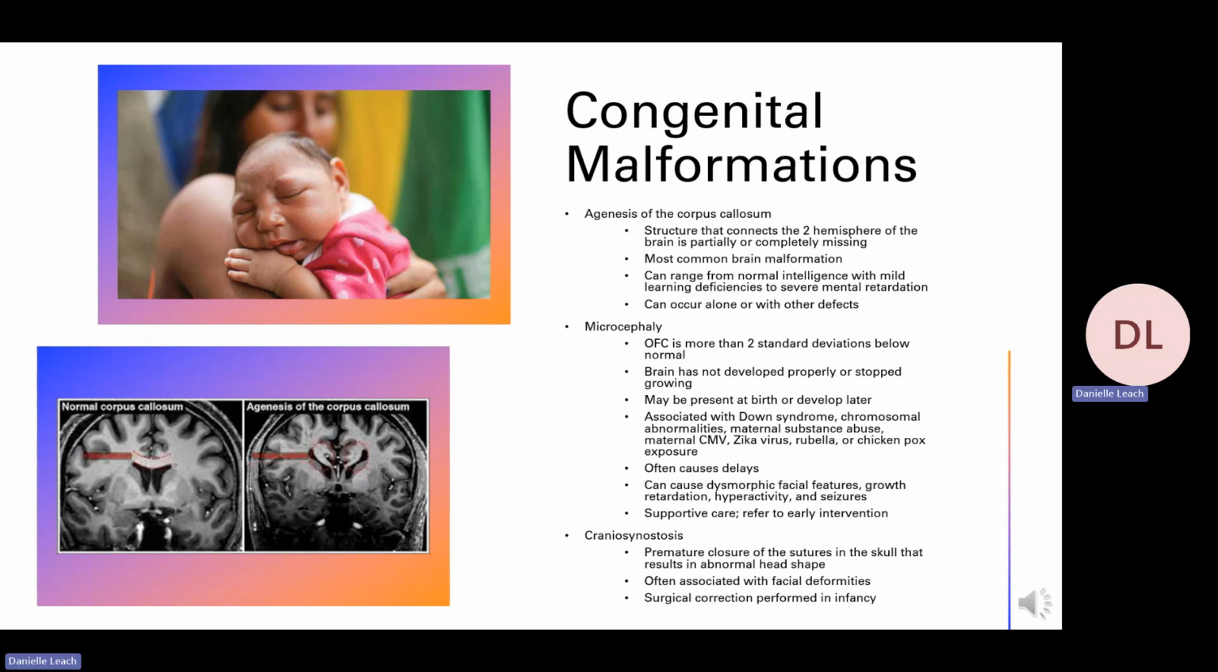So the brain has basically not developed properly, or at some point it stopped growing for some reason. This may be present at birth. So when the baby's born, you measure their head and it's already 2 standard deviations below normal. Or it can develop later, where the baby's head is not growing properly, but maybe the rest of their body is. This is associated with some different things.